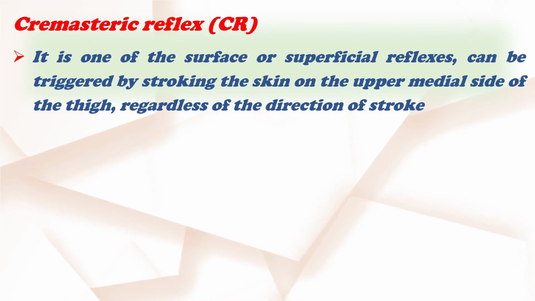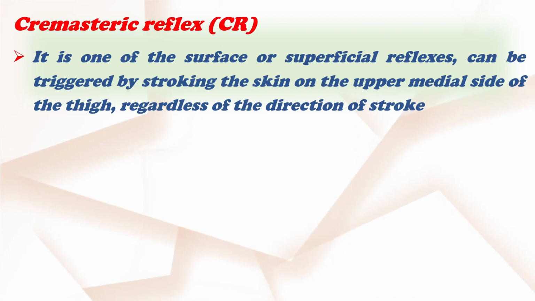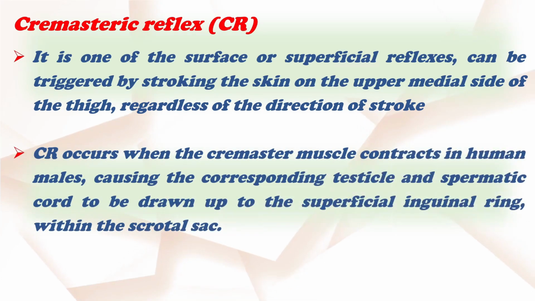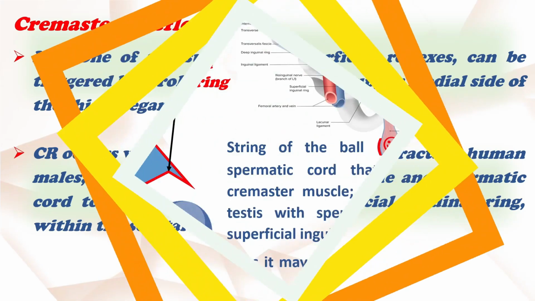What is the cremasteric reflex? It is one of the surface, or superficial, reflexes, and can be triggered by stroking the skin on the upper medial side of the thigh, regardless of the direction of stroke. The cremasteric reflex occurs when the cremaster muscle contracts in human males, causing the corresponding testicle and spermatic cord to be drawn up to the superficial inguinal ring within the scrotal sac.